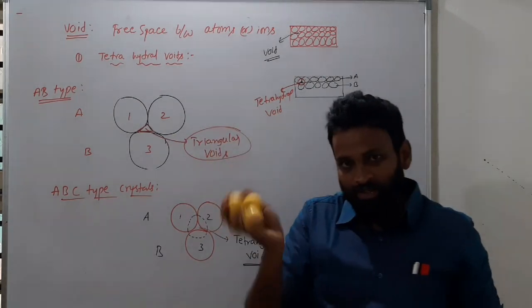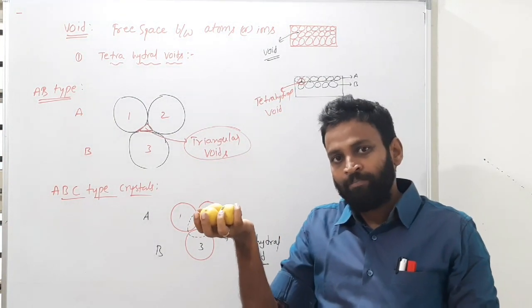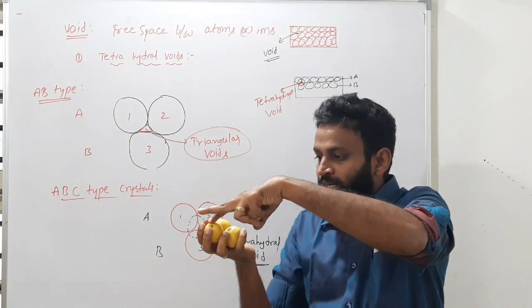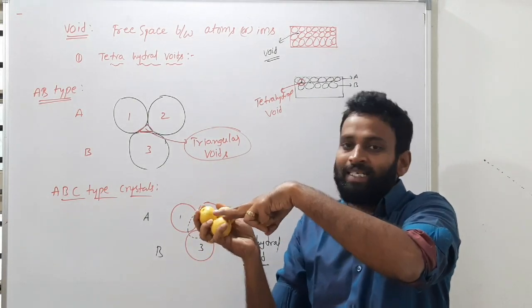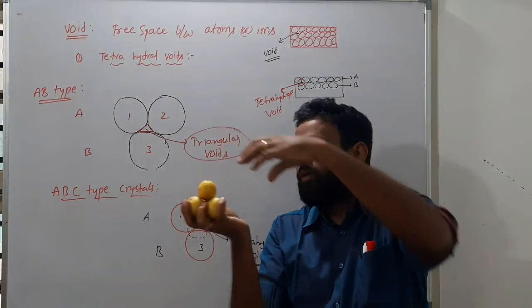So 3 layers. These 3 lemons belong to 1 layer. Actually, 1 layer means in 1 layer 2 rows. This is 1 row and this is another row like this. Yeah. So now you have a 4th.